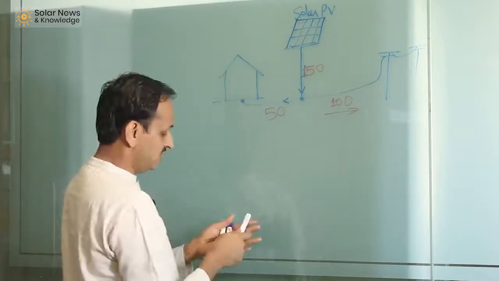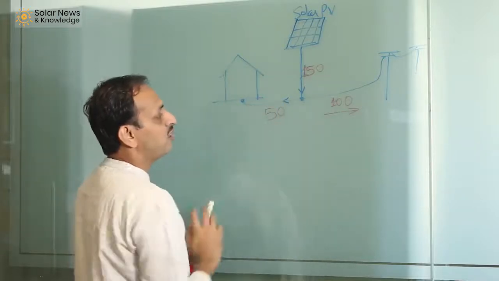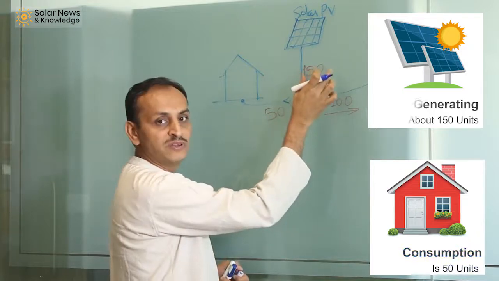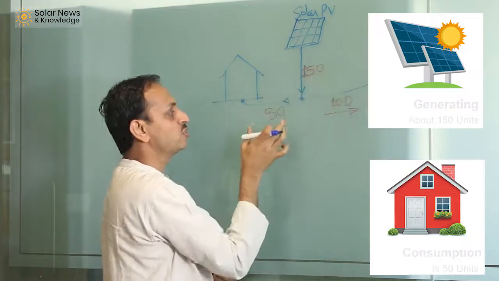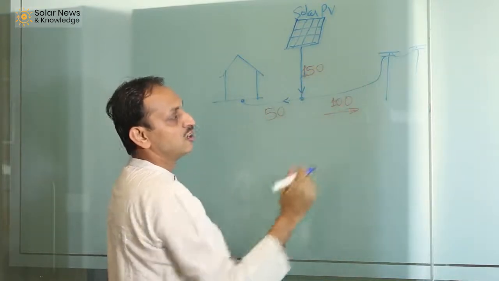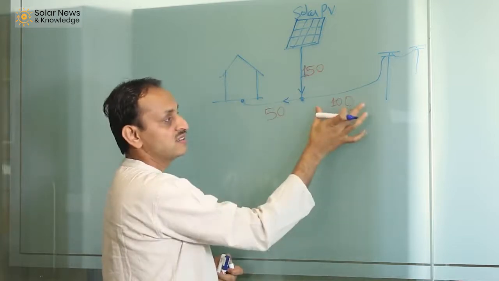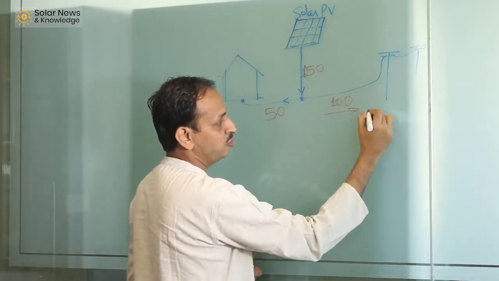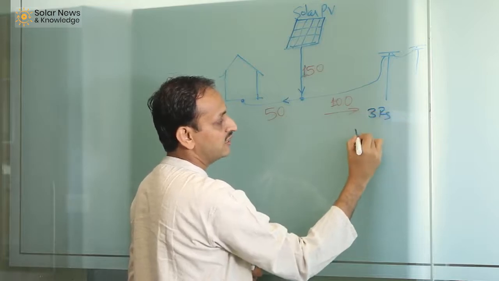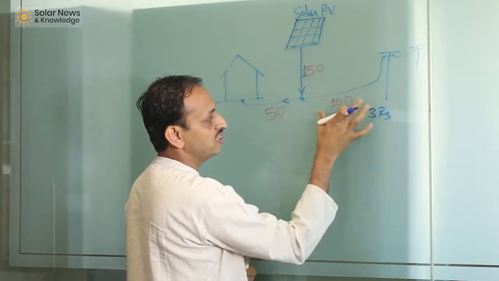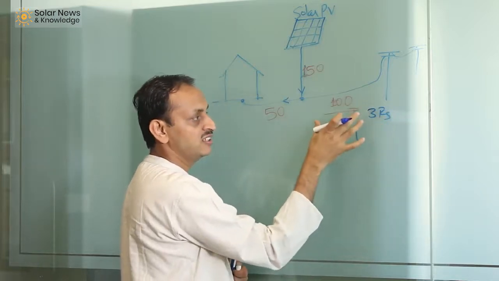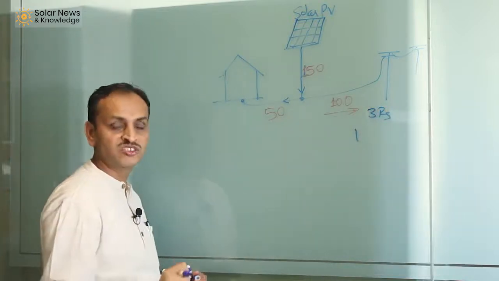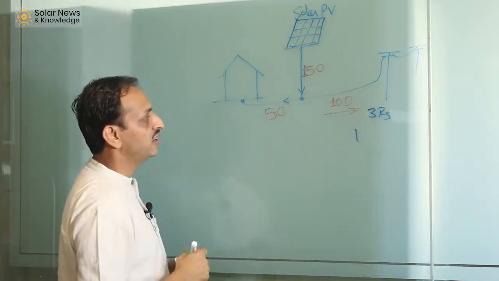So this was the case for net metering. What happens in gross metering? Whenever a situation like this happens, that your solar PV generates 150, you consume 50, the government takes these 100 units at a certain rate, and that rate is normally, let's say, 3 rupees. So the money you will get from the electricity that you are supplying to the grid is 100 into 3 rupees, and I'll show you a step-by-step calculation a little later.